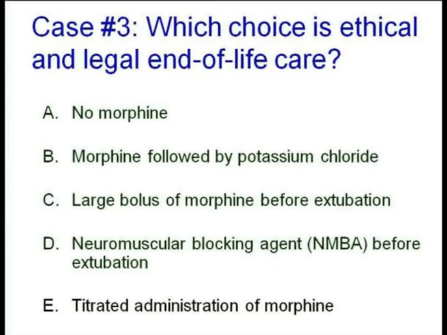I also want to point out that 6% of people chose C, the large bolus of morphine. And think about that. If we were to take one of our beloved pets, as many of us I'm sure have done, to the vet, what happens in end-of-life care at the vet? Do they titrate in morphine? No. They do the equivalent of C, right?